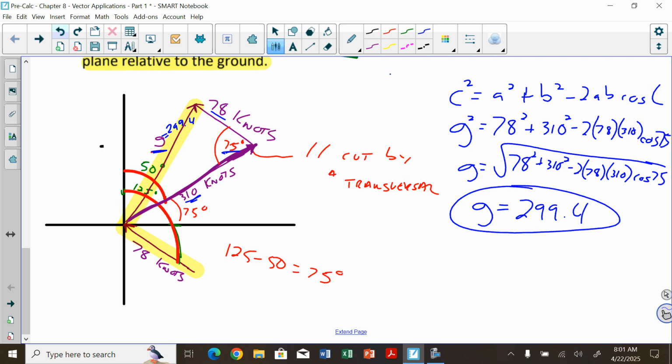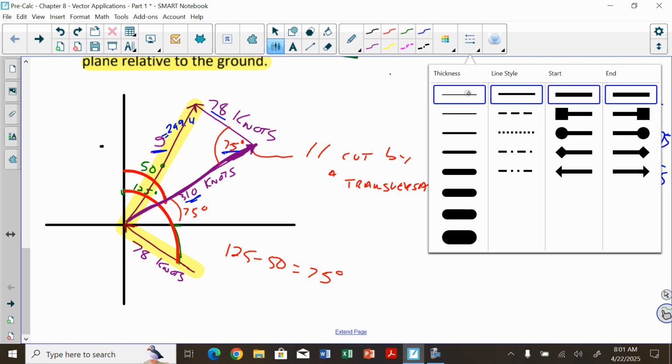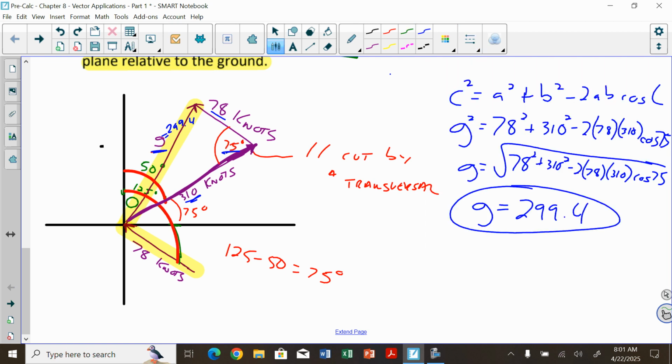All right, now here's where I can use the law of sines to find the other angle. Now they want the direction of the plane relative to the ground. So really they want this angle in here. We'll call that theta. That's the angle we want. So we have to do a couple of things. They're looking for this angle from the vector to the true north direction, because it's the direction from the north.